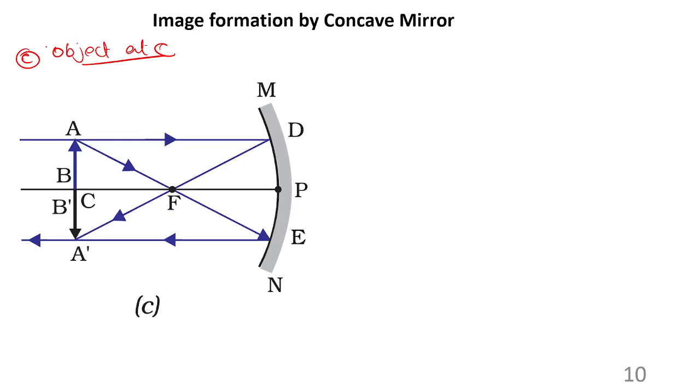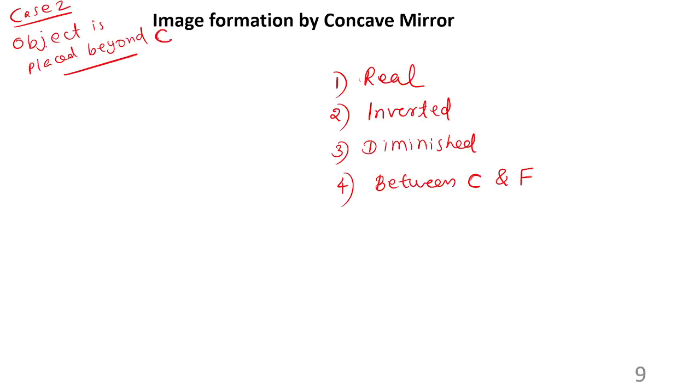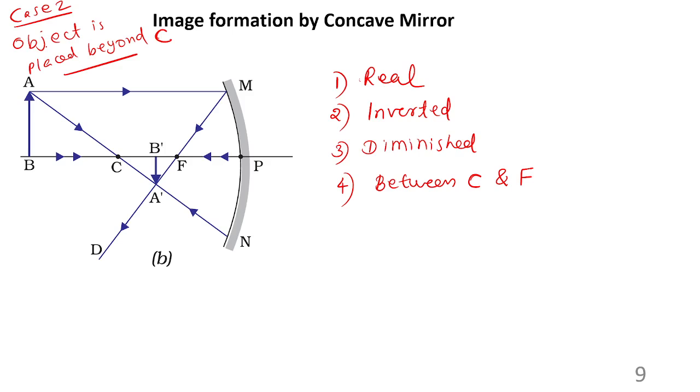Third case is object is at C. In the first case the object was at infinity. In the second case the object is a little far away from C, beyond C. Step by step approach. This time I will place the candle at C. AB is the candle. Initially the candle was beyond C. Now I am moving the candle towards the mirror.